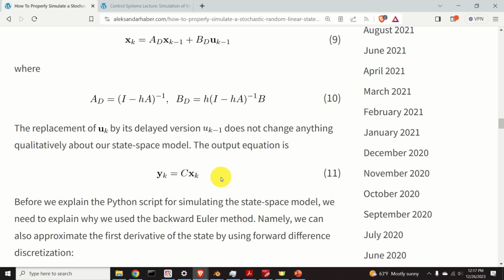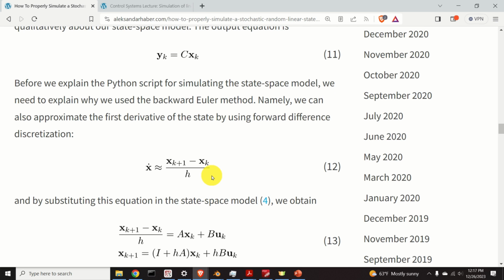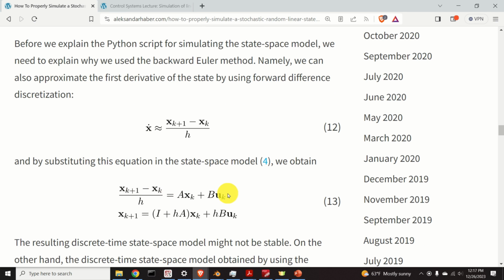Before we explain the Python script for simulating the state space model, we need to explain why we use the backward Euler method. Namely, we can also approximate the first derivative of the state space vector by using the forward difference discretization. That is, we can use this equation. And then we can follow the same procedure, namely, we can substitute this equation in our state space model to obtain this state space description, and finally to obtain this discretized version of our state space model.